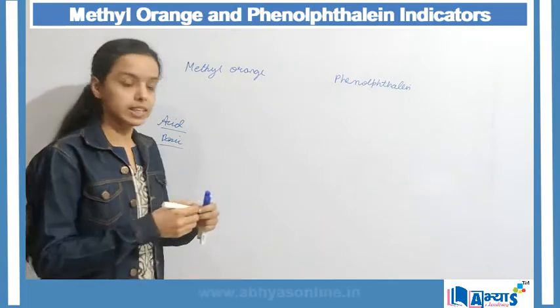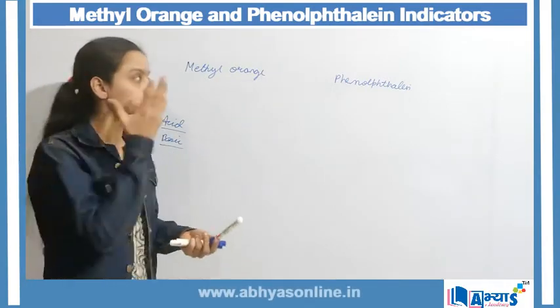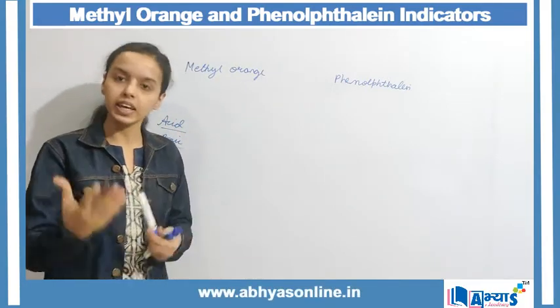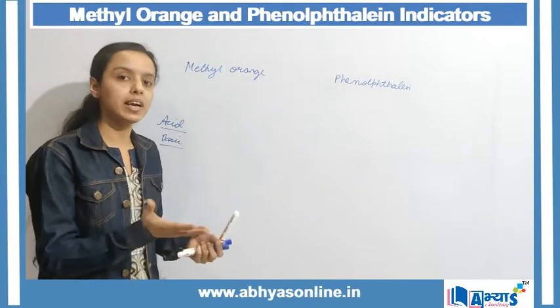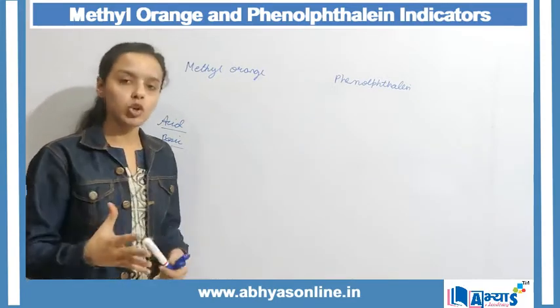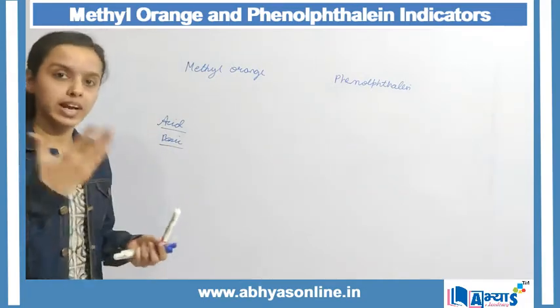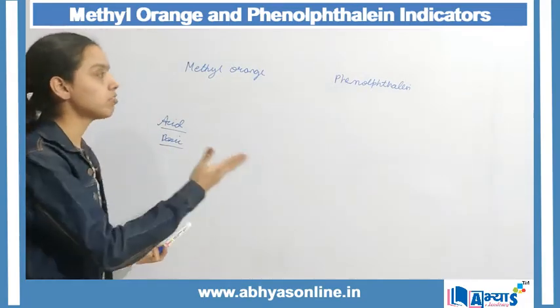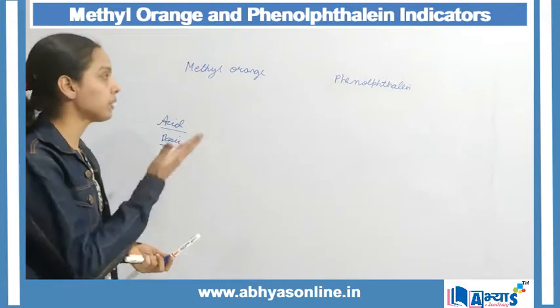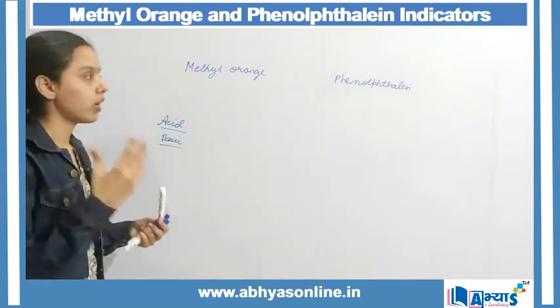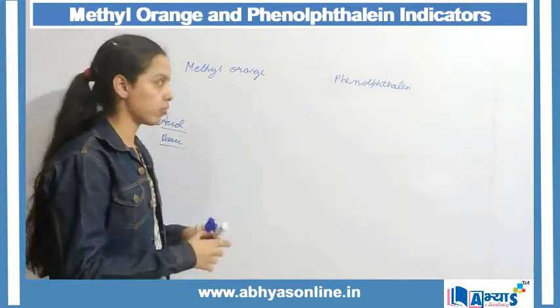So in the end we can say that these two are synthetic indicators, because they are prepared in the laboratories and are most commonly found in the laboratories. So when you have to do an experiment on acids and bases, either phenolphthalein or methyl orange is generally used. Now let us discuss each of them one by one.